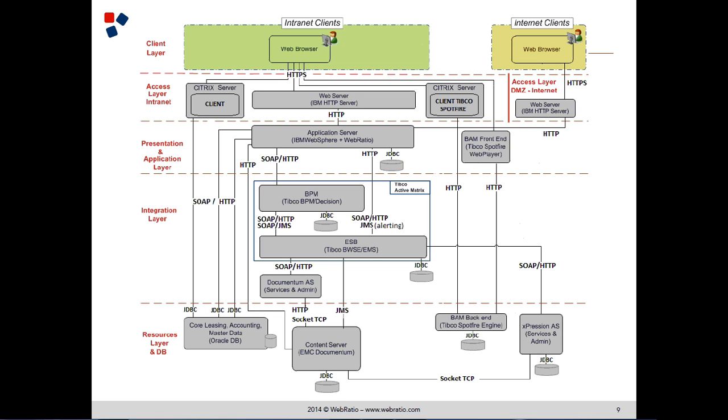This is a schema that represents the structure of the service-oriented architecture in the UniCredit case study. As you can see, the structure is divided into a series of layers which belong to different tiers of your service structure. For example, you have one layer for the clients, in which you have intranet and internet clients, the access layer, the presentation and application layer, the integration layer, and finally the resource layer and the database layer. The WebRatio front-end and management of web services is placed in the presentation and application layer, as you can see from here. So integrating the web services inside an existing structure means managing all this complexity.